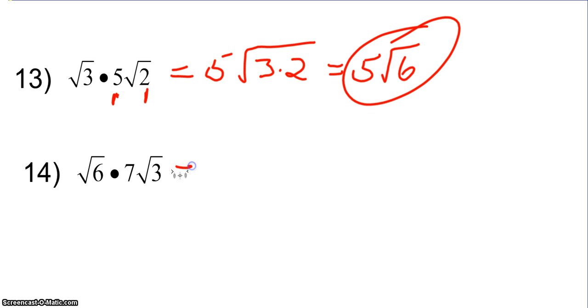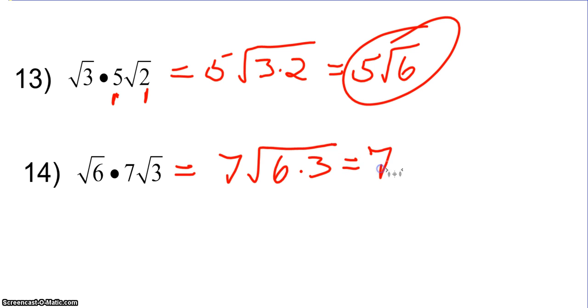All right, for this one, I have a 7 on the outside. I got a 6 and a 3 on the inside. Well, that becomes 7 square root of 18. All right, that is an answer, but if you leave your answer like this, I'll take a point off, because 18 can be simplified.